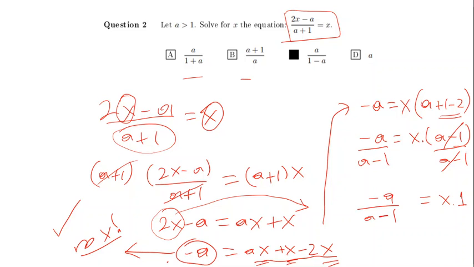So look at the choices. We don't have them. So a, it's this minus here. You can bring it to here. And also you can bring it to the denominator. So you will have a over minus a plus 1. x is equal to a over minus a plus 1, which gives you this one here.